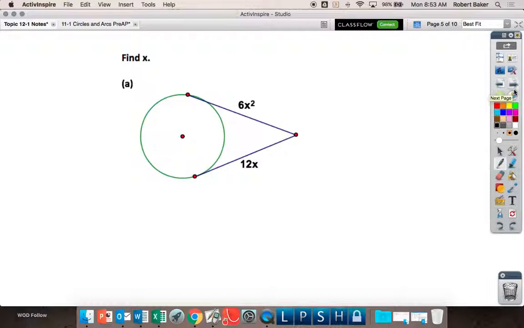So think about something that we talked about is, do we have a way to find x here? What do you know about those two blue lines? They are congruent because they share a common endpoint outside the circle. So you should write the expression that 6x squared is equal to 12x. Now we have to solve that. What is x?